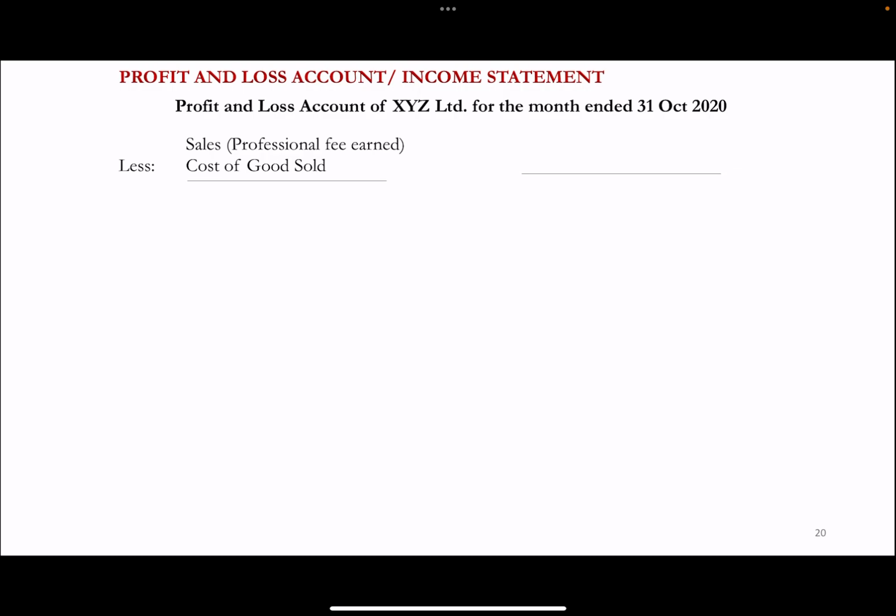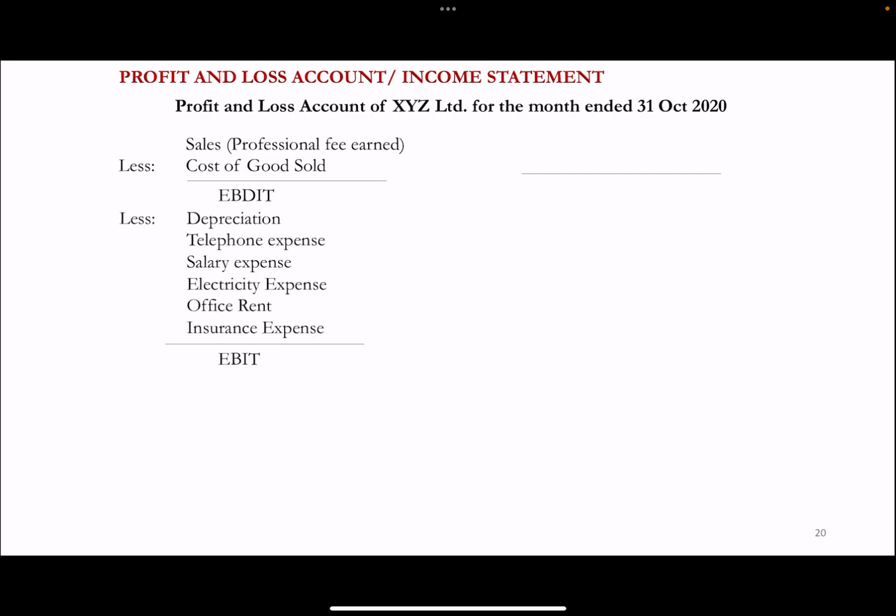As you can see, sales minus COGS gives EBDIT. Then we have to subtract all the operating expenses, and we'll get EBIT. Then we deduct interest, we will get EBT. Then we deduct tax, we will get net income. Then if dividend is given, we will deduct that, and we'll get retained earnings. Clear? So we can just go with it.